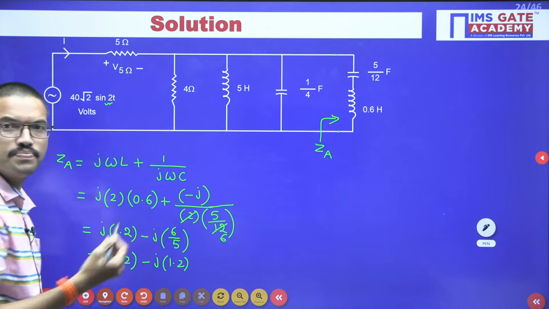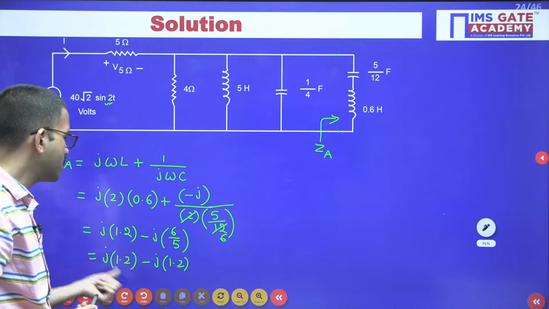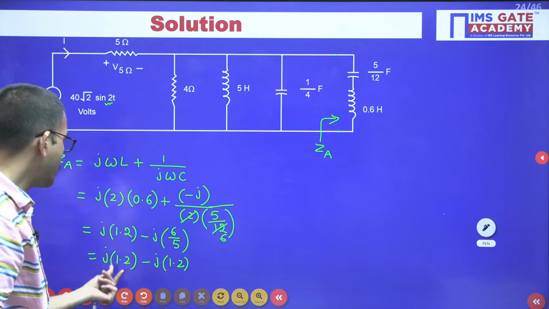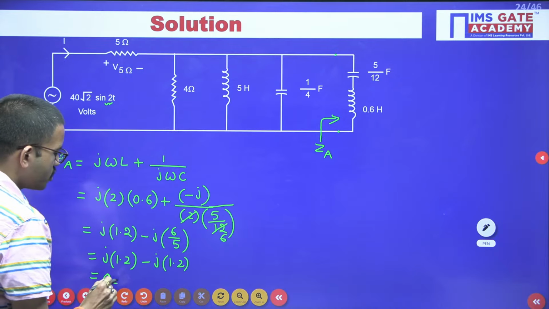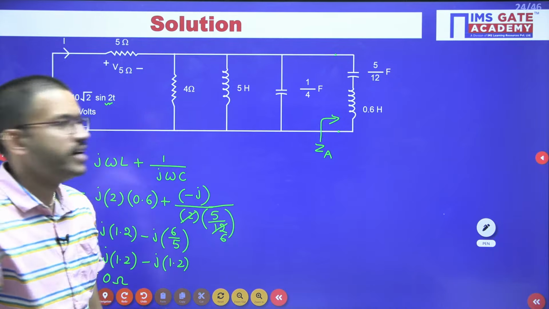Both are having same value. Magnitude wise same, but polarities were opposite, right? This is plus, this is minus. Okay, so that means you are going to get impedance as 0 ohm. Impedance as 0 ohm, right?